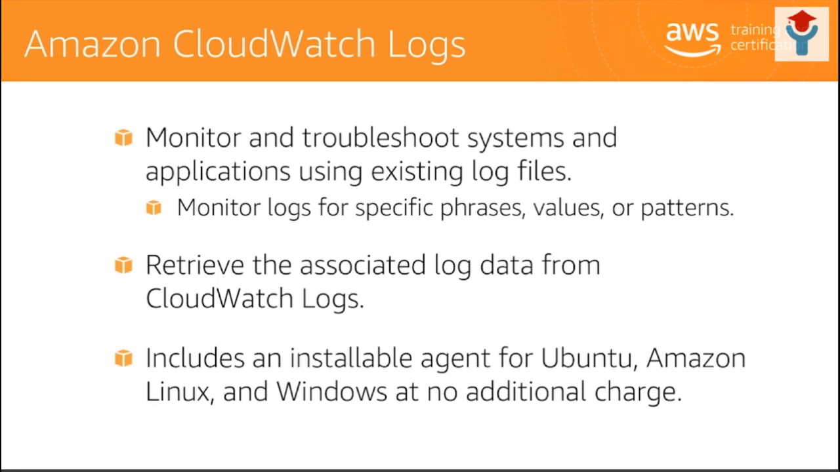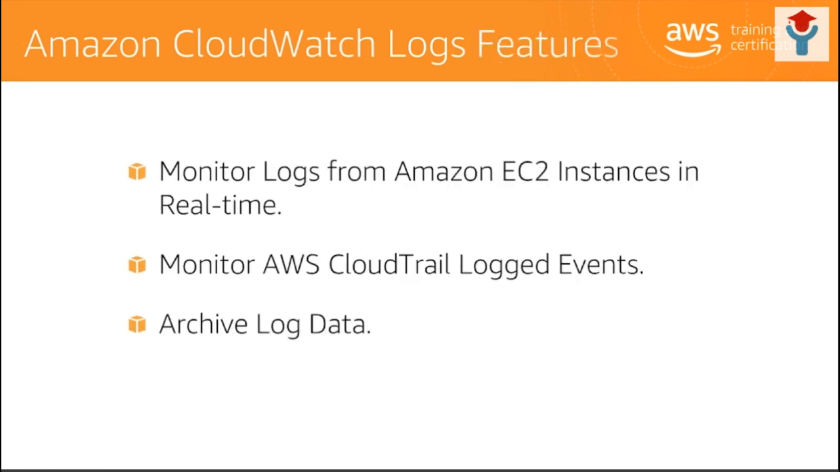CloudWatch logs. We have a separate video that goes over CloudWatch logs in much more detail. But basically, you can use CloudWatch logs to monitor and troubleshoot systems and applications using your existing log files. It can monitor your log files for specific phrases, values, or patterns, retrieve the associated log data from CloudWatch logs, and it all runs based on agents that are installed on the operating system. And of course, we have agents that are compatible with all the supported operating systems within AWS.